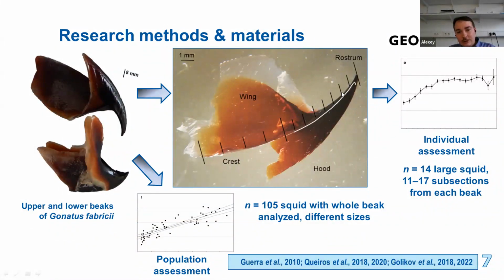And also, as you can see here, why are the subsections of different sizes? Because we know the most important and actually the majority of changes are in the beginning of the ontogenesis. So we need a higher resolution, and we do not lose much if in the later part of ontogenesis we have a more coarse resolution. So we apply these two methods, and then we have both population and individual assessment.